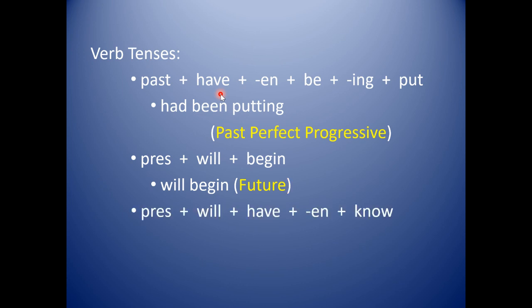And if I want to continue this, I could say the present of will plus have plus en plus know. Well, it goes from know to knew to known. And the word have is always perfect.